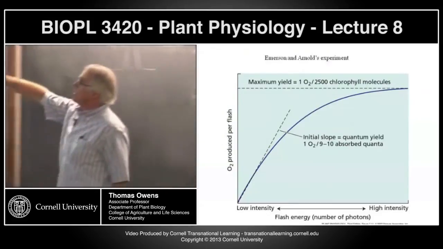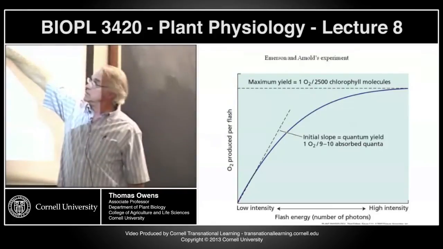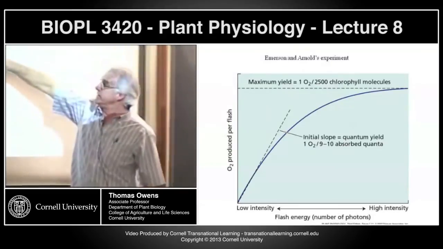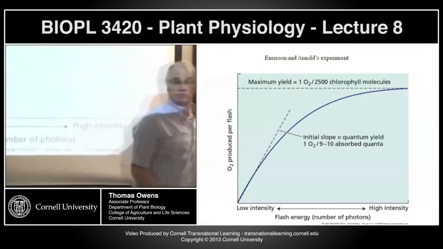This is called, they got this backwards in the textbook. This is not the quantum yield. This is the quantum requirement. It is photons per oxygen.